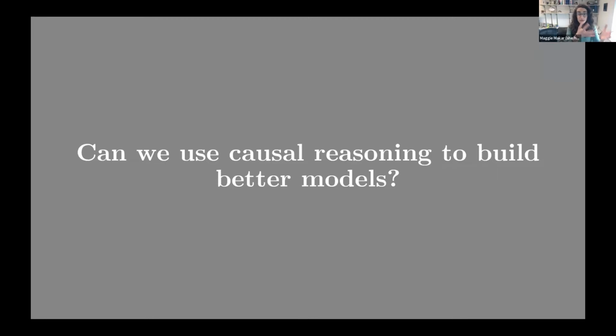So maybe we want them to be robust to distribution shifts, like the one that I showed in the previous examples. So whether we're shifting the age and the sickness of the population or removing artifacts such as the ruler from an image, these are all notions of invariances that we want to be robust to.